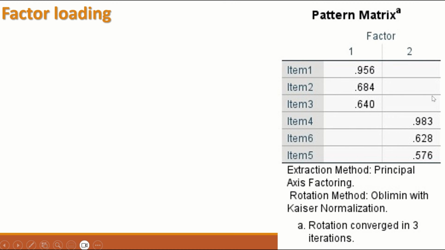For factor 2, items number 4 and 5 and 6 load into that factor with a factor loading score of 0.98 for item 4, 0.62 for item 6, and 0.57 for item 5. So all these 3 items load into that factor, factor number 2, and the value for factor loading is sufficiently high, and the cutoff point was taken as 0.3, so there are no values below 0.3.